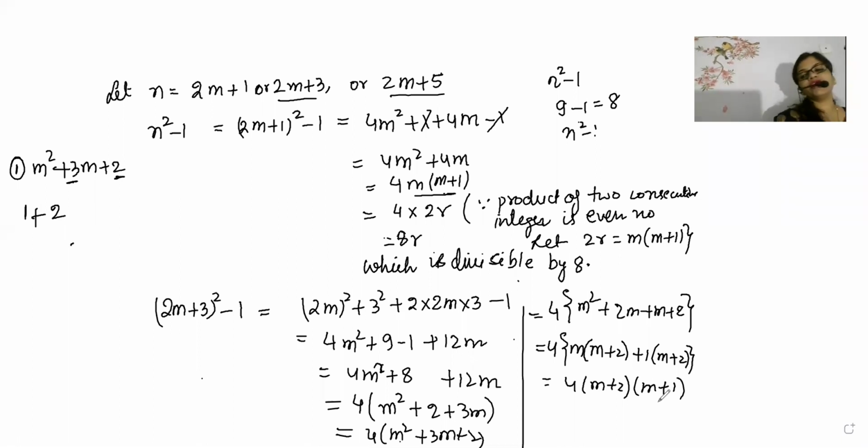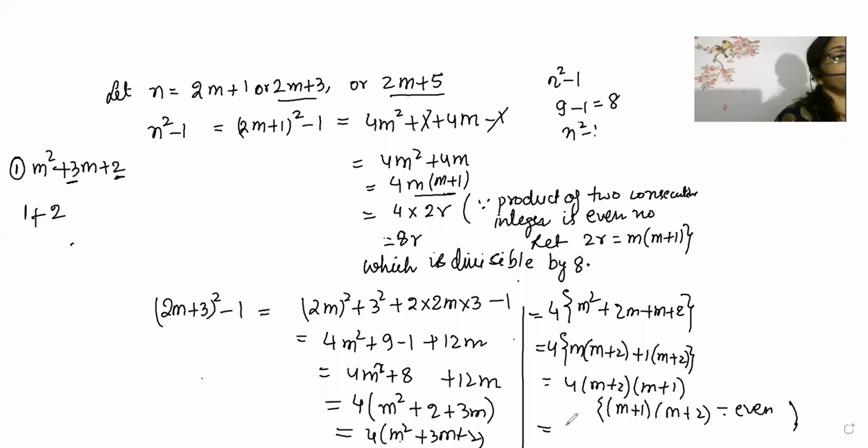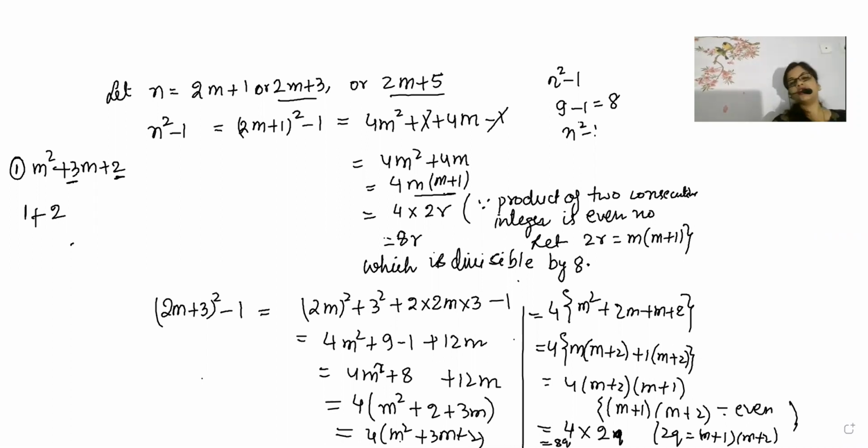The product of two consecutive numbers is even, since m plus 1 into m plus 2 is exactly even. I am not writing the full proof, because I know you can write that. Now where we can write it, 4 into 2m or 4 into 2q, where 2q is equal to m plus 1 into m plus 2. That means the product of two consecutive integers again gives you 8q, and 8q is divisible by 8.